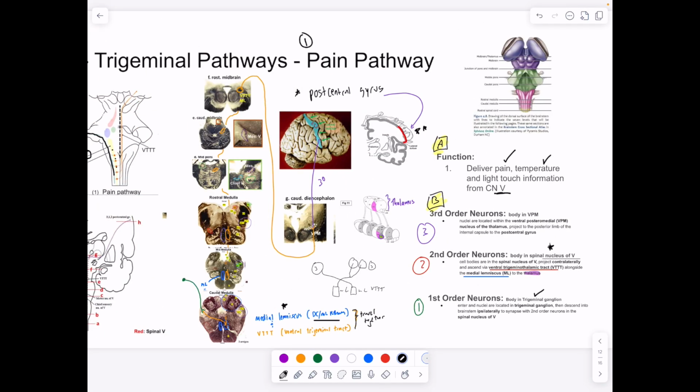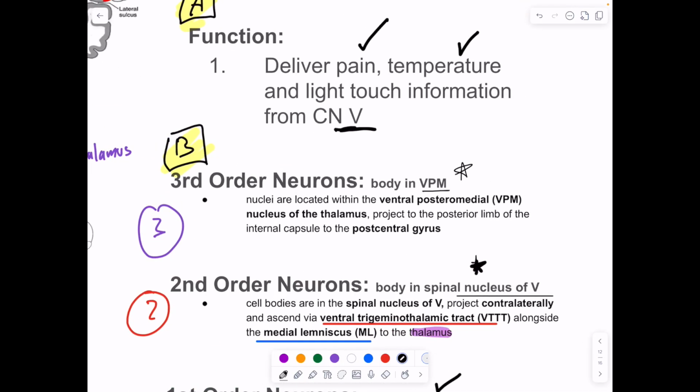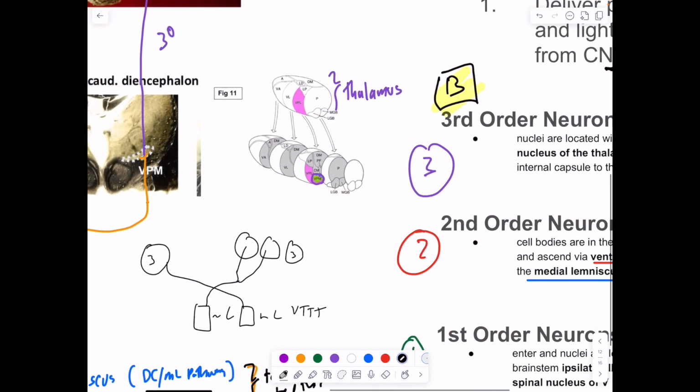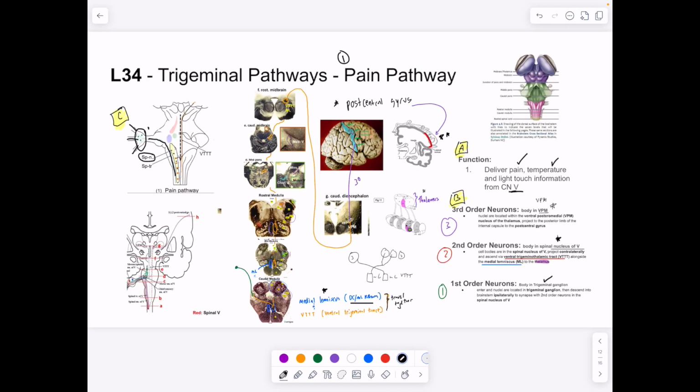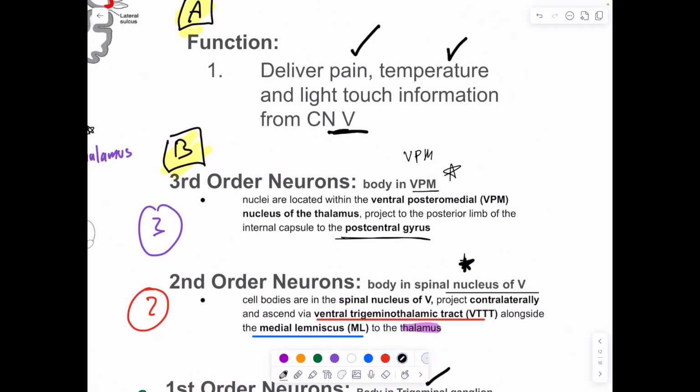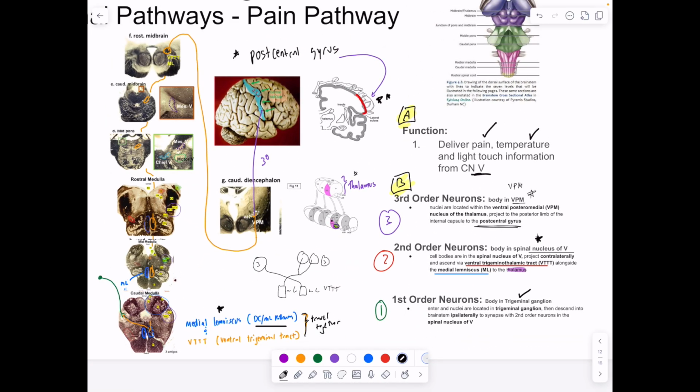So the second order neuron is in the spinal nucleus of 5, located here. And then it's going to send its axons contralaterally. It's going to go like this into VTT, which travels with ML, and then it's going to ascend with our friend ML all the way to the thalamus. And the third nucleus is in VPM, not VPL, VPM. This is the cross-section of the thalamus. Here's VPL, which has ALS and DCML. VPM is trigeminal. Finally, our third order nucleus is going to send its final limb to the internal capsule of the post-central gyrus, which is right here.